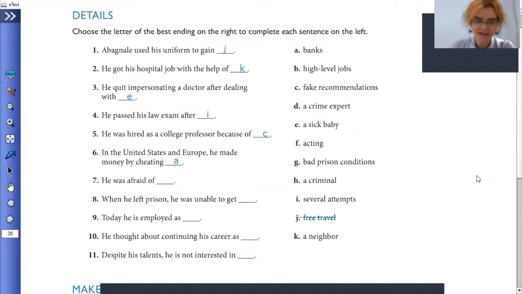Good morning, Nathaniel. He was afraid of a criminal. Yes. No, bad prison. He was afraid of bad prison conditions, not a criminal. He didn't want that. He would rather go back to the US to stay in a prison there. Yeah. Okay, 8.